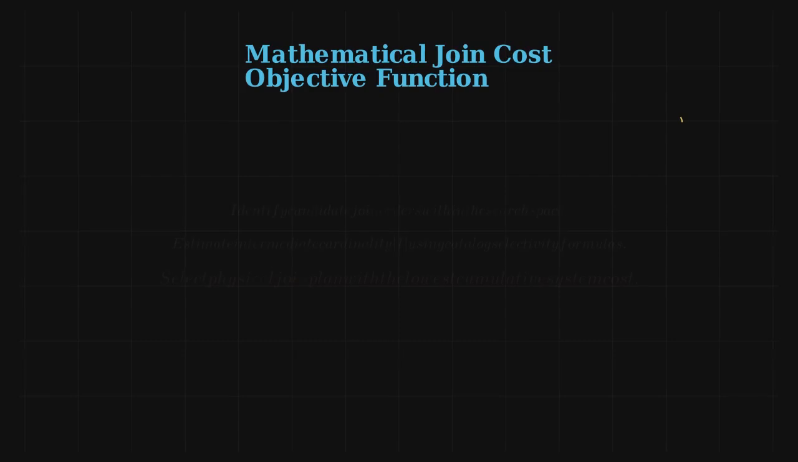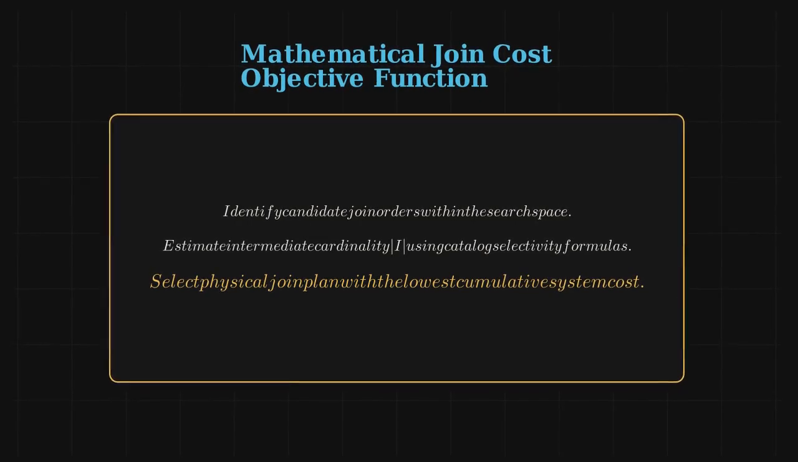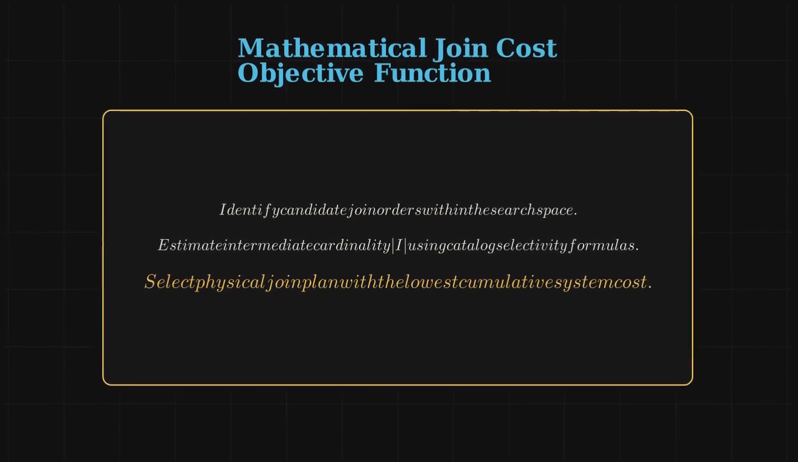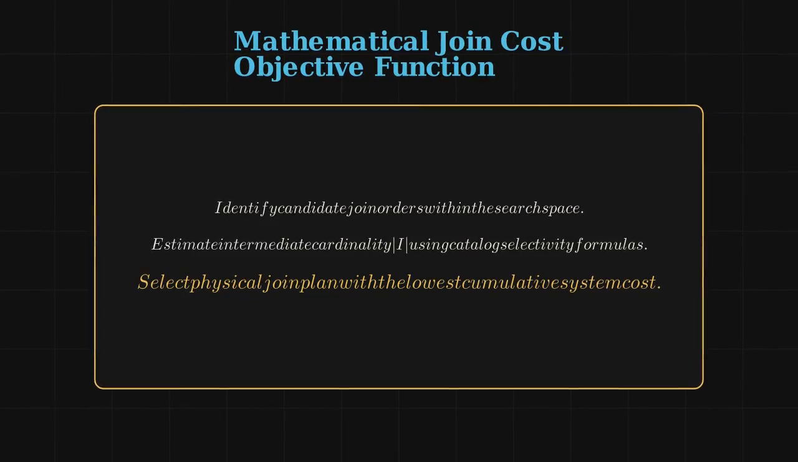This is the essence of cost-based query optimization. By using statistics from the system catalog to estimate intermediate sizes, the optimizer models plan costs using algebraic equations, ensuring the query engine always chooses the path of least physical resistance.